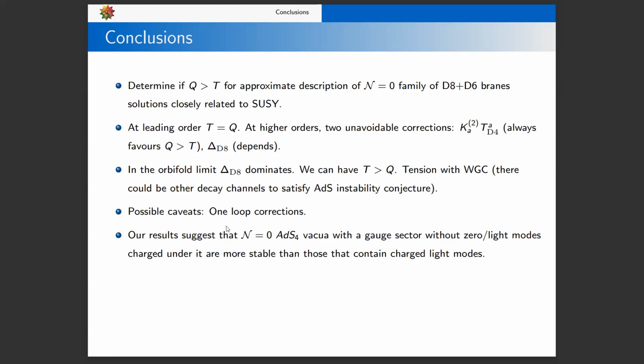Some possible caveats are that we will need to take into account one loop corrections, since these corrections will depend also on the position of the D6 planes and could push the energy of the system in such a way that these transitions are no longer favorable for T greater than Q. At face value, our results suggest that the N = 0 AdS4 vacua with each sector without light modes is more stable than the ones which contain charged light modes due to the overlapping of the D6 planes.